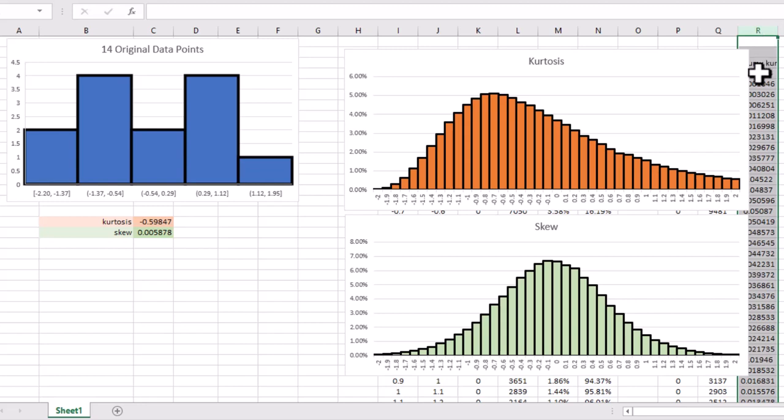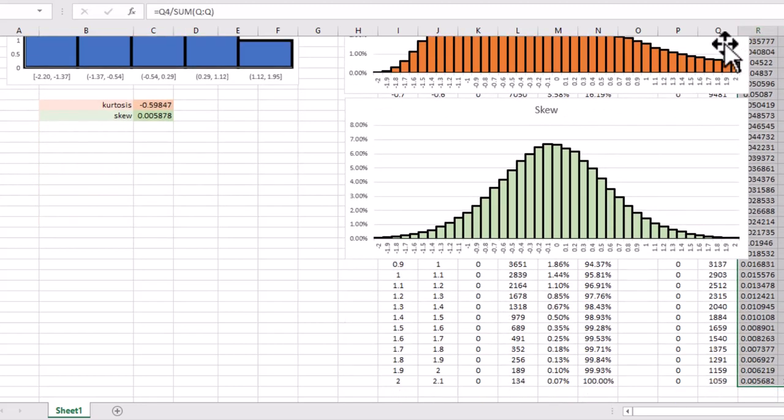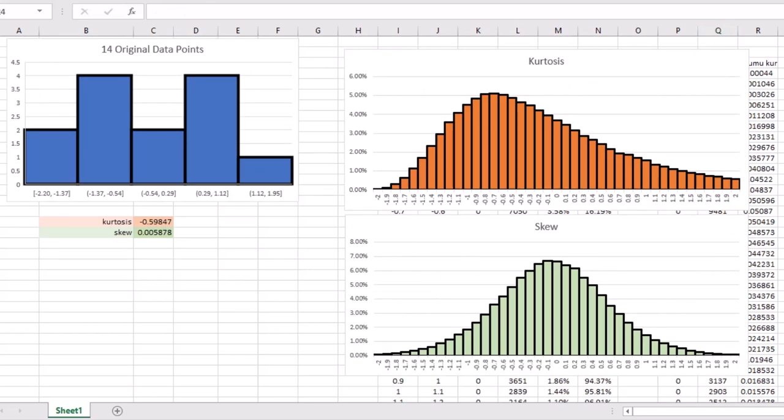Looks like I've gotten about, let's see, what's the sum of that? I don't even know what the sum of that is. Oh, I was looking at the wrong column. Hang on. I've got about 190,000 trials in. I think that's enough to call it good.